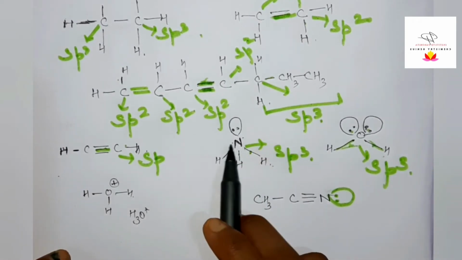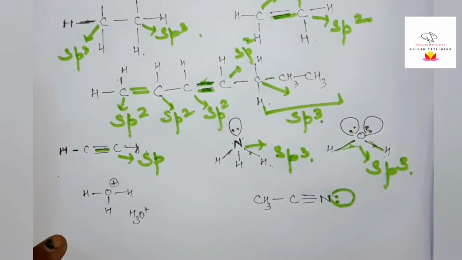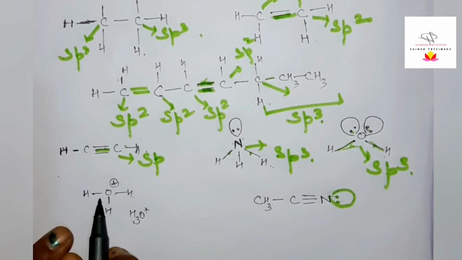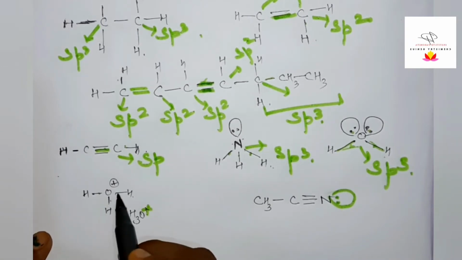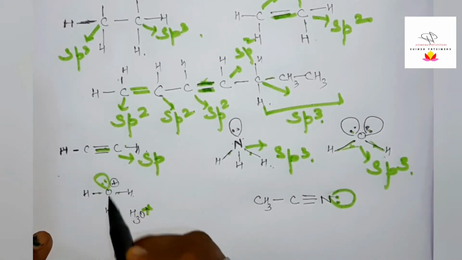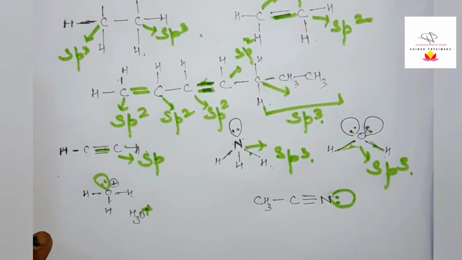Because of the angular form that I'll be teaching you next. Now comes the water hydronium ion. If you check this hydronium ion, 1, 2, 3, still it has 4 electron pairs, because another lone pair is there, so 1, 2, 3, 4, total is 4. Again it is sp3.